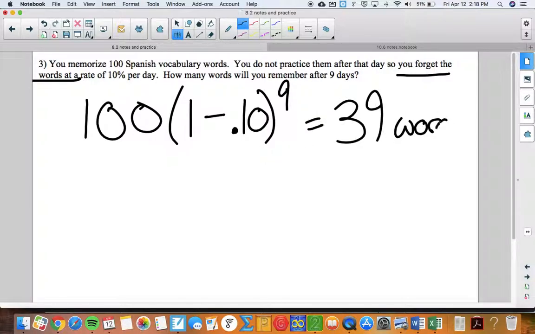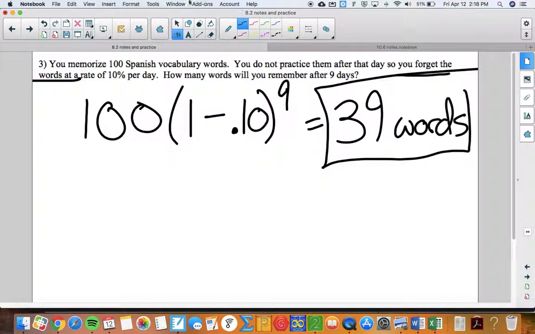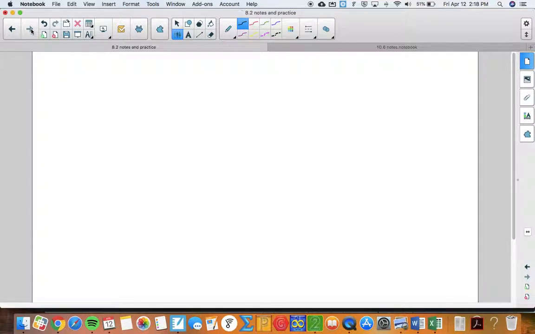Make sure you label it. It's not $39, it's 39 words. That's what you've got in your bank right now, your mental Spanish vocab bank. And there we are.